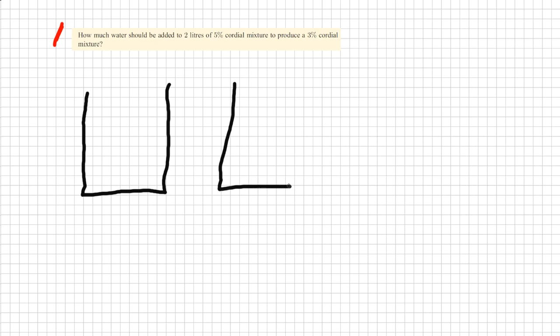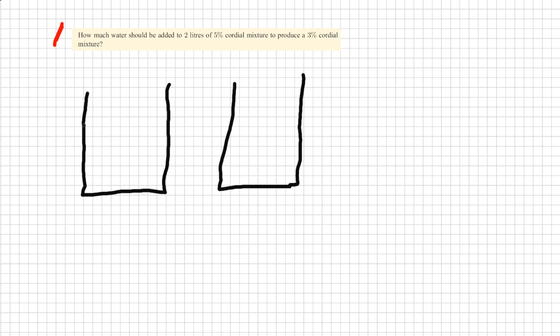So what we have is 2 litres of cordial, where 5% of it is straight cordial. And then we want to add more water, which dilutes it to 3%. So first thing, I'm going to draw this as a diagram, because it's really good to represent it like that. You can picture it a bit easier.